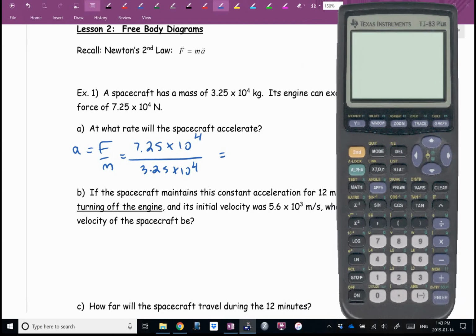Again, please make sure you're practicing typing on your calculator. Today, and especially 2 classes from now, we're going to be doing some pretty complicated equations. If you haven't practiced typing these in, you're setting yourself up for ugliness. So: 7.25, scientific notation button, 4, divided by 3.25, scientific notation button, 4. And I get 2.23. That looks like a good place to round off.